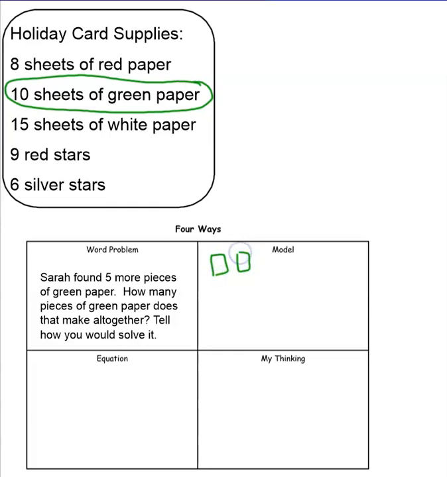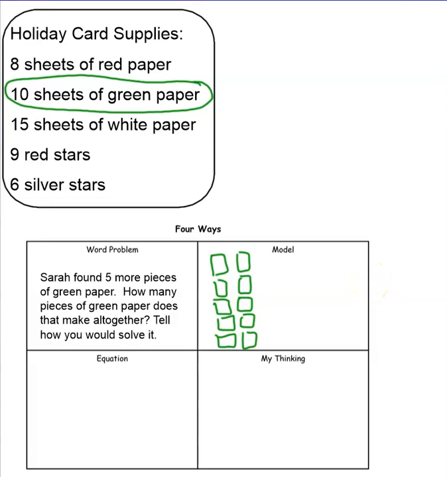I'm just making little squares here that make me think of sheets of paper. How many do I have so far? 2, 4, 6, 8, and 10. I did one row of 5 and another row of 5. 10. So she has 10 sheets of green paper.